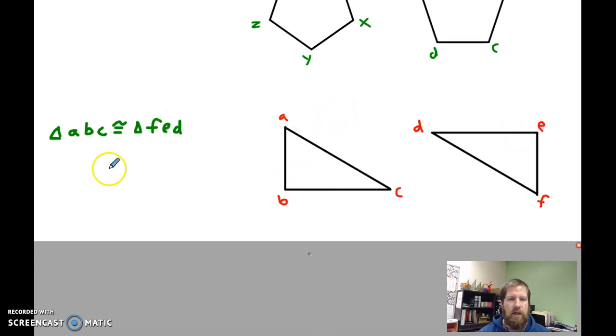Now, I could also say that triangle BCA is congruent to triangle EDF. That would also be true. It doesn't matter how I want to arrange or how I want to go around my first triangle, as long as my second triangle has all the corresponding angles in the same position.